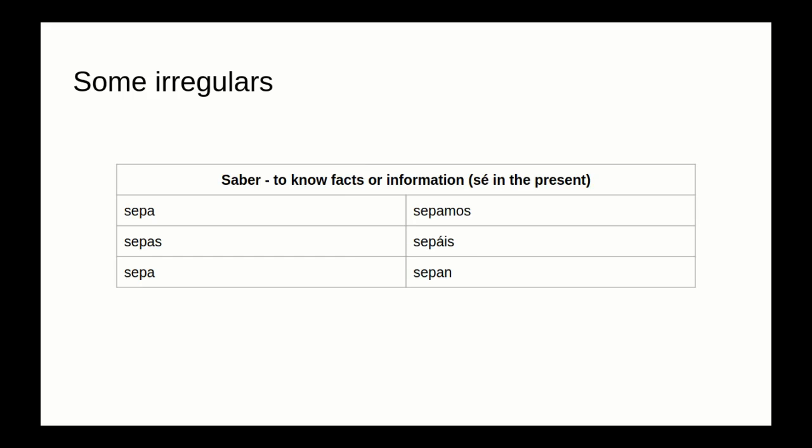Saber. Saber means to know facts or information. In the present tense, it is sé with an accent mark. Well, I can't drop the o off that. There isn't an o to drop. And so they drop the accent mark, and it's an ER verb, so they're going to use AR endings again. But notice they threw a P in there. Sepa, sepas, sepa, sepamos, sepáis, and sepan.